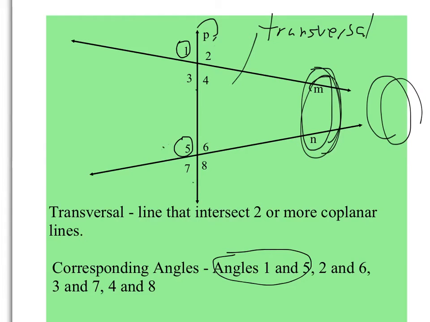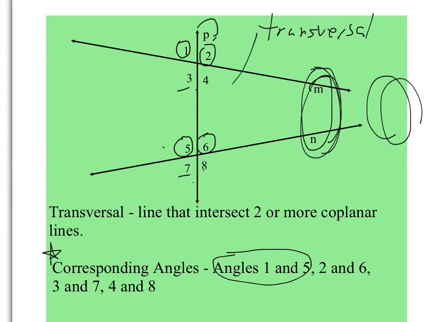Notice that 2 and 6 are in the top right position of their grouping, so they would also be corresponding. Notice that 3 and 7 are in the bottom left position of their grouping, so they would be corresponding, and 4 and 8 are both in the bottom right, so they would be considered corresponding. So understand that corresponding angles are a pair of angles that are in the same position of their grouping when the two lines are intersected by the transversal. And here we have which angles are corresponding with one another.